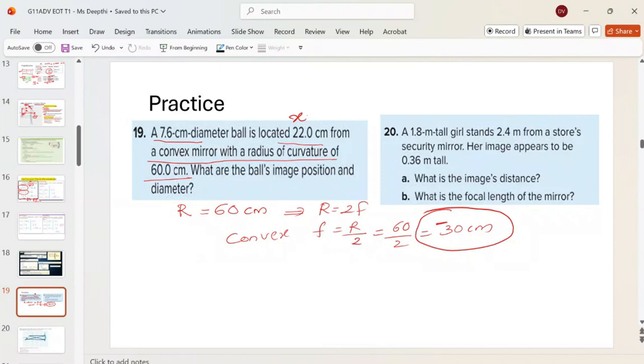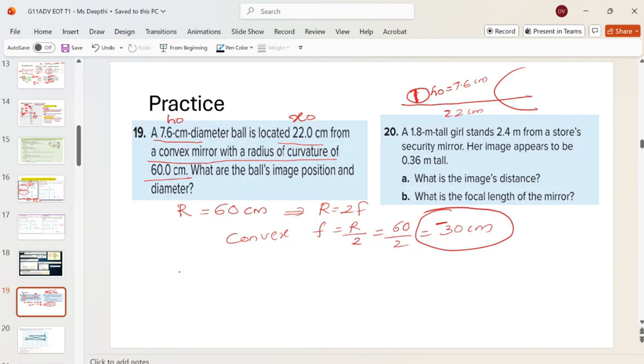Now, the object distance is xo, which is 22 centimeter, and it's the ball's distance from the mirror. So there's a convex mirror here, and the ball is kept near it. So ball means it's the object, right? And the diameter means the distance from one end to the other end, which is actually the height of the object. So diameter here is 7.6 centimeter, and it is at a distance 22 centimeter from the mirror. So you should know what the givens are here.